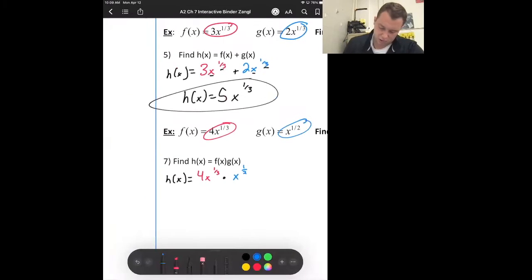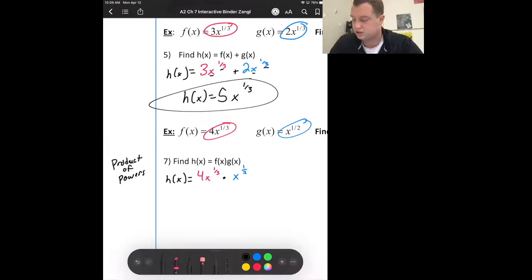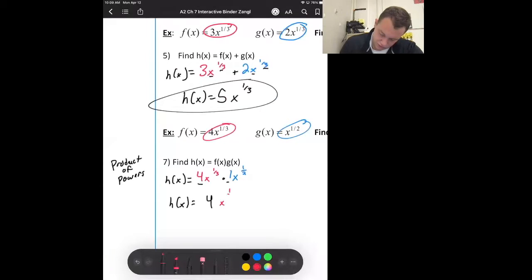Okay, again, this is our product of powers here. So remember that if I have two of the same bases multiplied together, I can add my exponents. But I'm going to multiply my coefficients first. So remember that I've imaginarily got this 1. So 4 times 1 is going to get me 4. So I'll have h of x equals 4. And then I'm going to have x to the 1/3 plus 1/2.